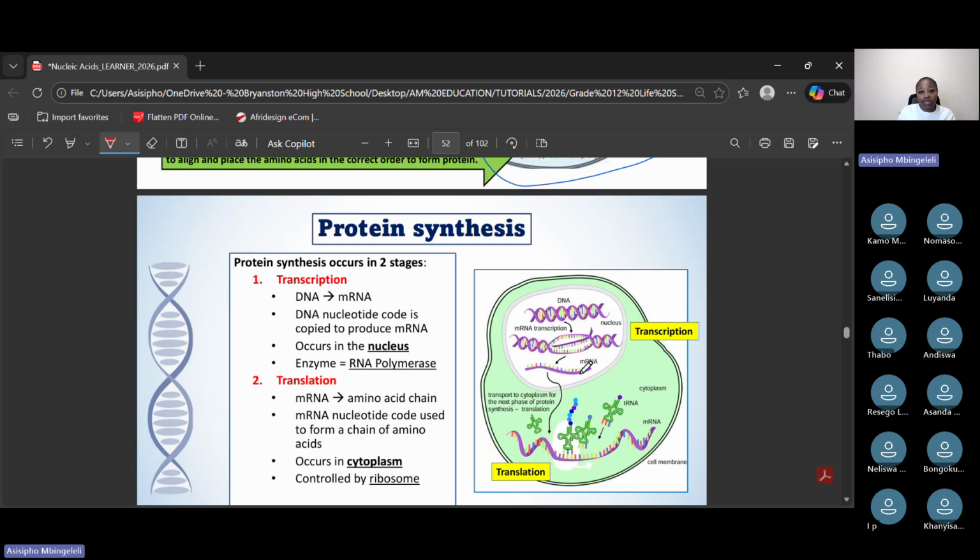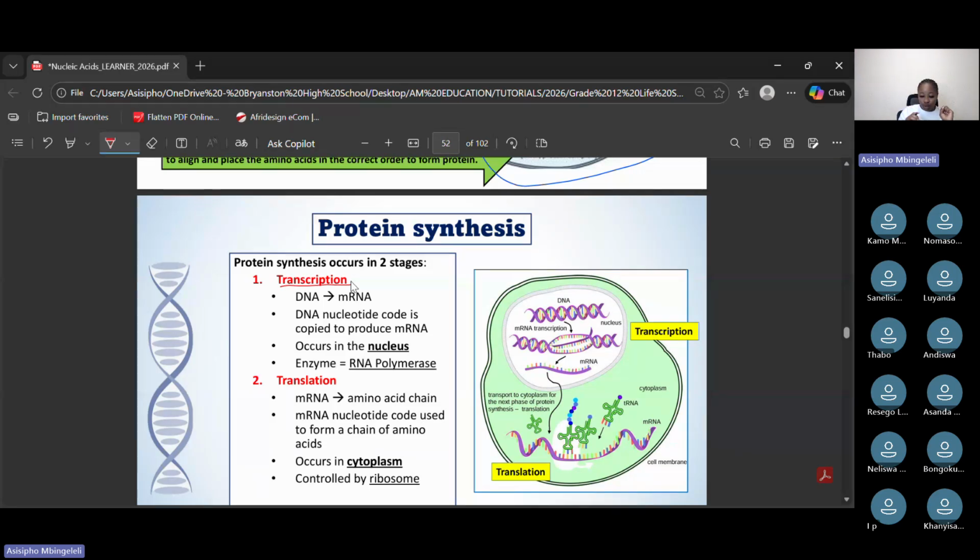So it's the same thing with this. The goal is to build the protein, but we need to start somewhere. The first stage of protein synthesis is called transcription. So stage 1. This is what needs to take place first.